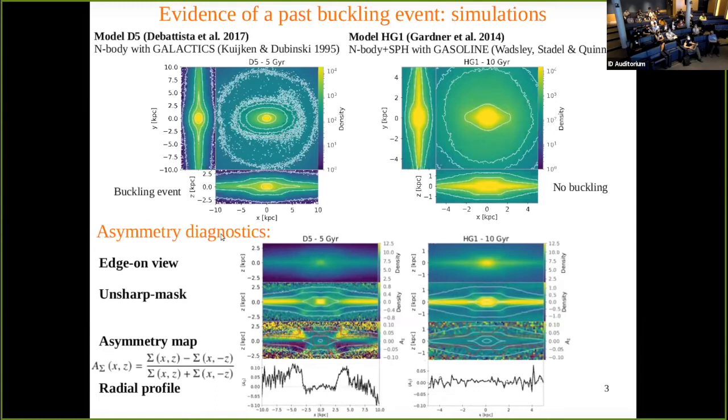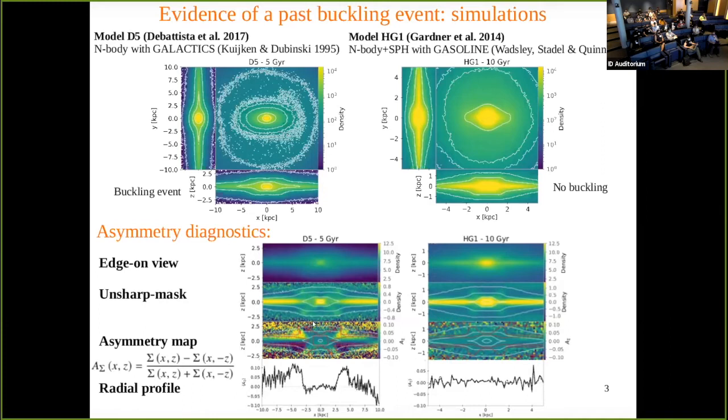We develop our diagnostic, which works only if the galaxy is observed edge-on. Here you can see the image of the density particle and the unsharp mask with which we reveal the X-shaped structure associated with the BP bulge. And here you can see for the model D5 that it is already visible by eye that there is a little asymmetry with respect to the midplane.